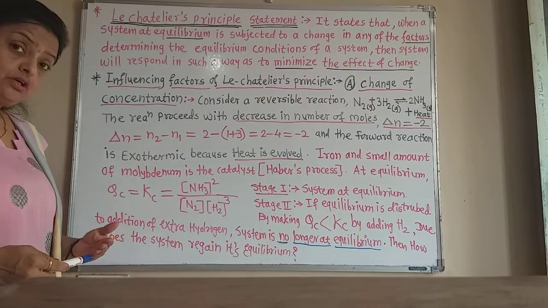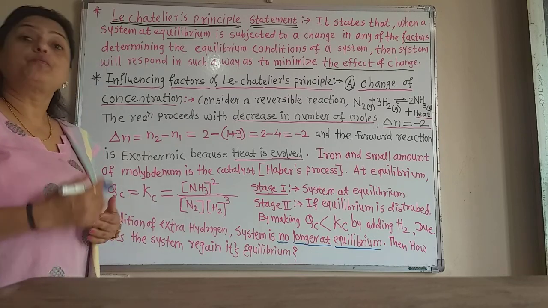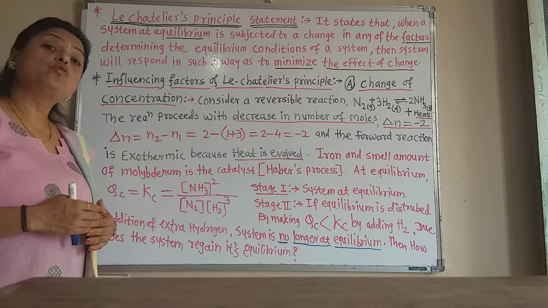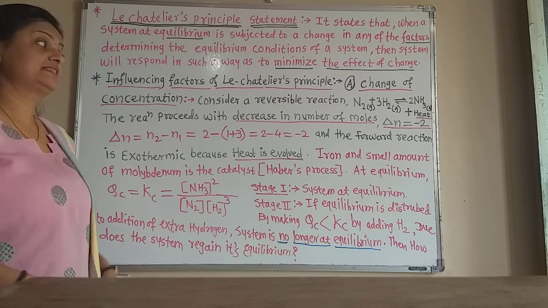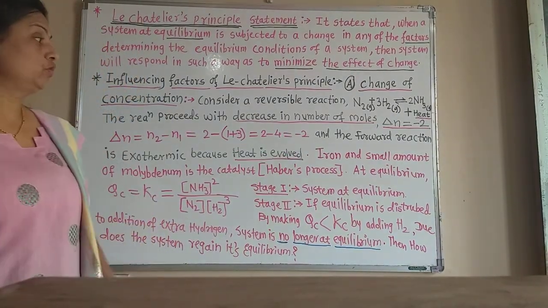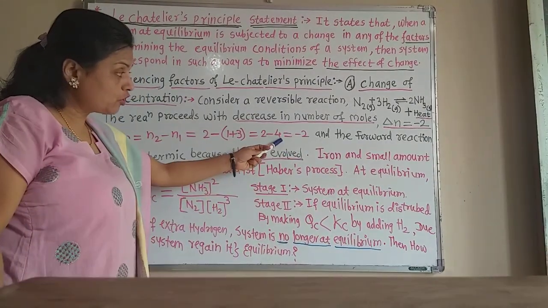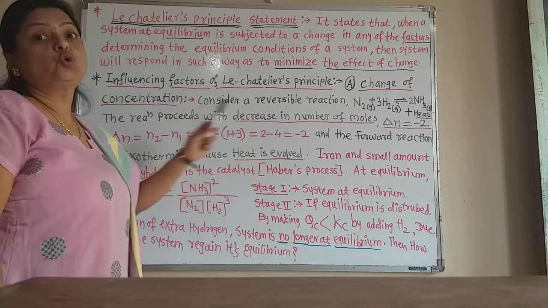That means after the reaction, after the formation of product, the number of moles has decreased. Minus 2, the minus sign, means a decrease in the number of moles, because the reactants have 4 moles but the product has only 2 moles.